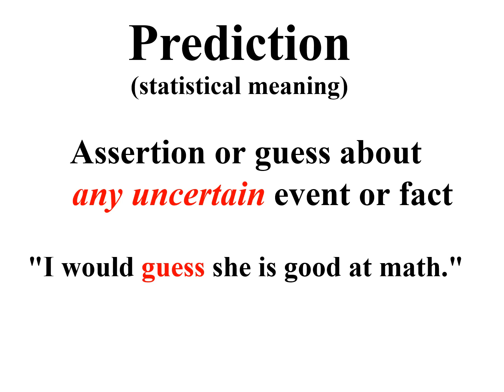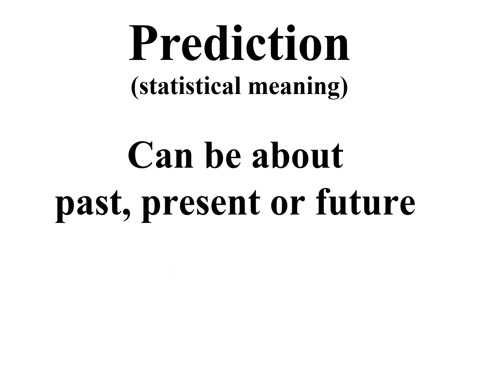However, statisticians and scientists use the word prediction in a broader sense. They use the word prediction to refer to an assertion or guess about any uncertain event or fact, whether it occurs in the future, the present, or the past. For instance, suppose a student does very well in the statistics class. We might conclude that she has good math skills. This isn't a prediction about the past, it's a prediction about something in the present. So the way that statisticians and scientists use the word, a prediction can be about the past, present, or future.